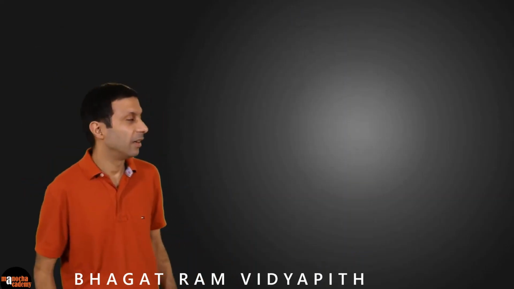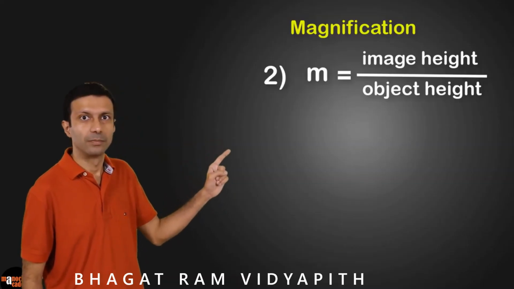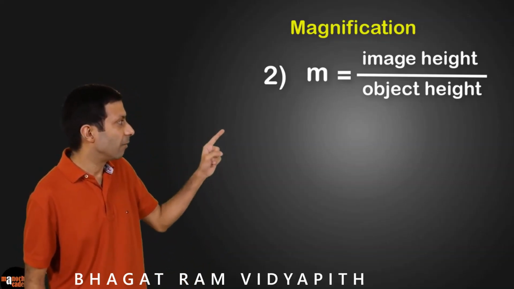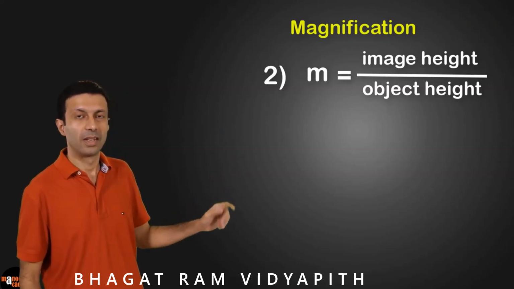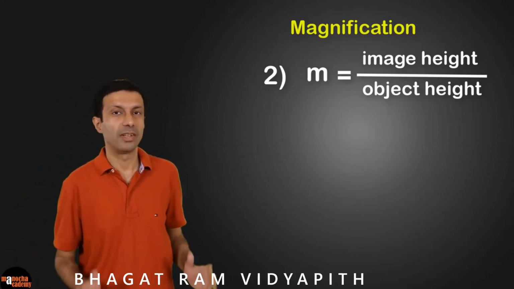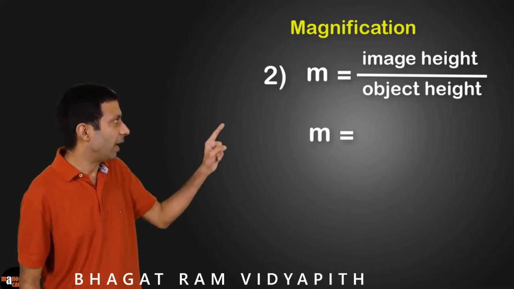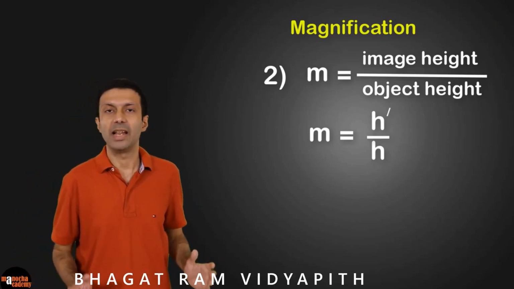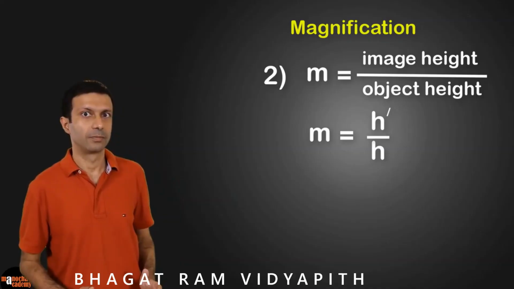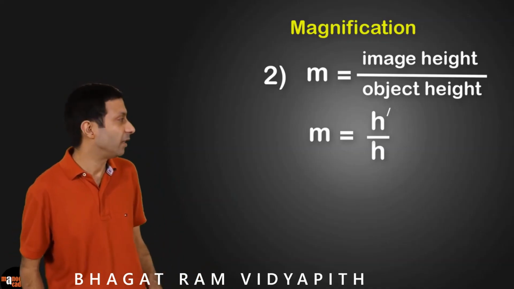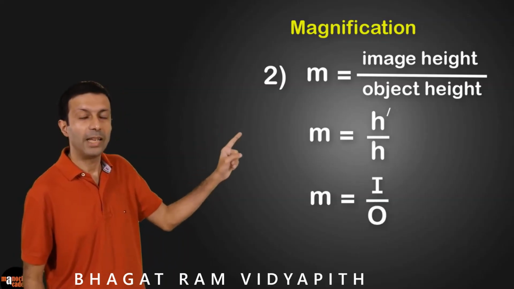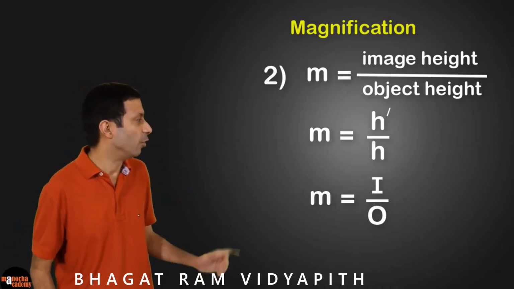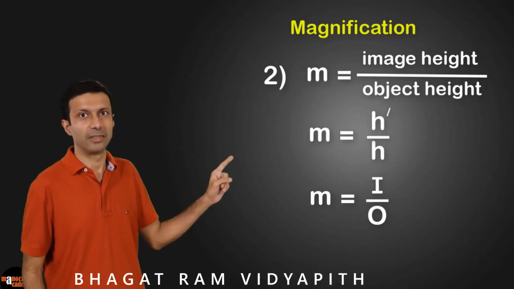The second formula is regarding magnification. Magnification m is defined as image height by the object height. In symbol form, it's usually written as m equal to h dash by h, where h dash is the image height and h is the object height. Or in some textbooks, you might find it as m equal to I by o. Once again, I is the image height and o here is the object height.